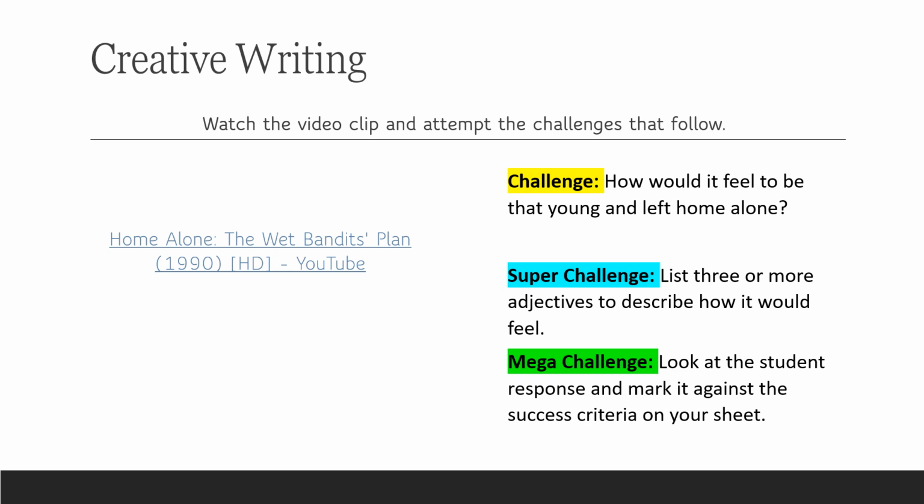Now, if we're going to write a version like this kind of film, then you're going to have to be the actual main character. So we'll be writing in first person, and the actual person within the story is very young. So you have to try to imagine what it's like to be in that kind of mental headspace as well. The super challenge then would be to list 3 or more adjectives to describe how it would feel. And then the mega challenge, we're going to look at a student response and mark it against the success criteria of our own.